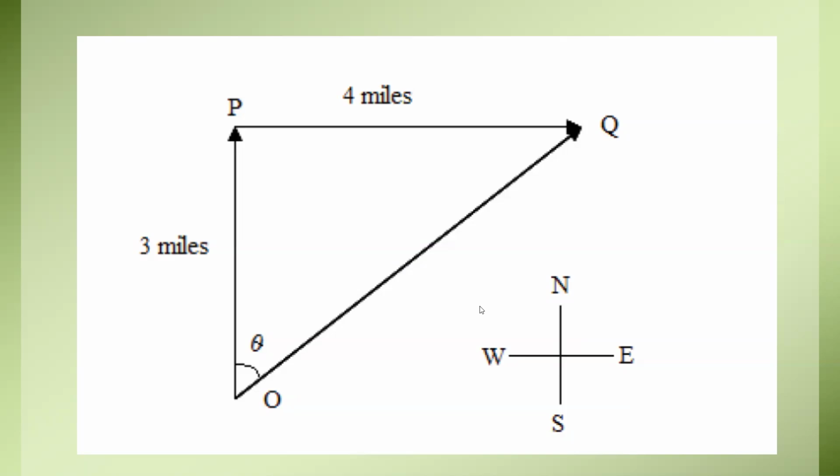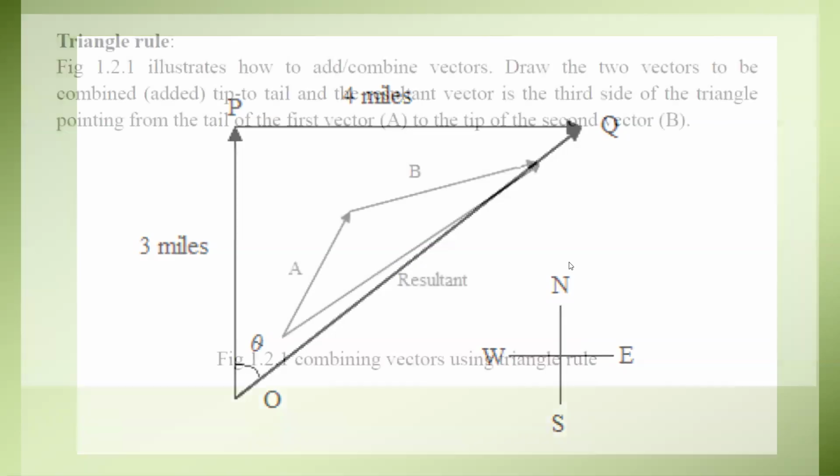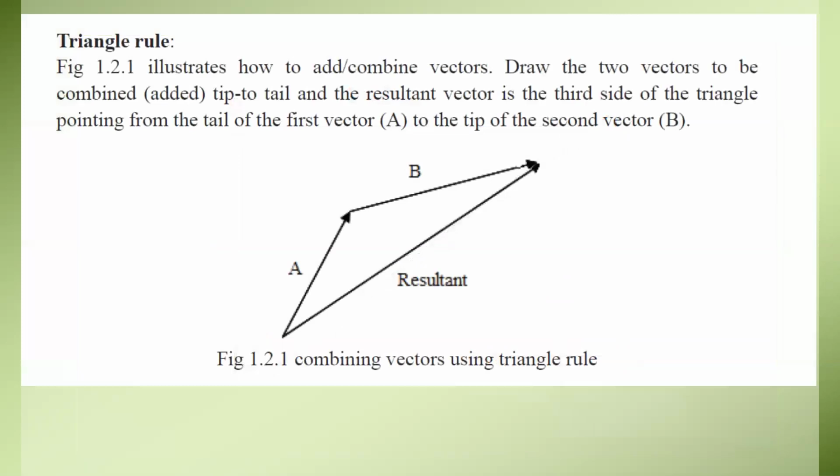So if you want to work out the resultant vectors, we can use a triangle method. In a triangle method, we first select a scale. We'll draw the first vector, then we draw the second vector. From the tail of the first to the head of the last, that will be the resultant.